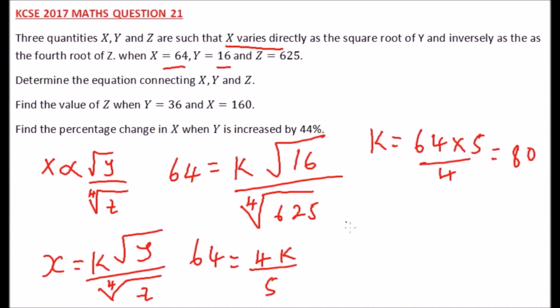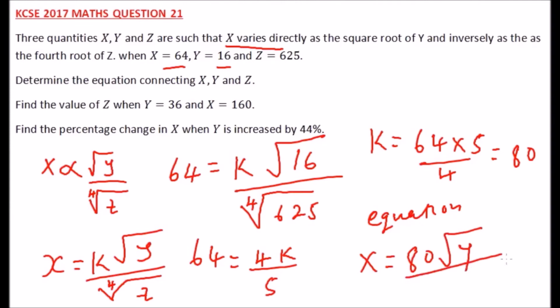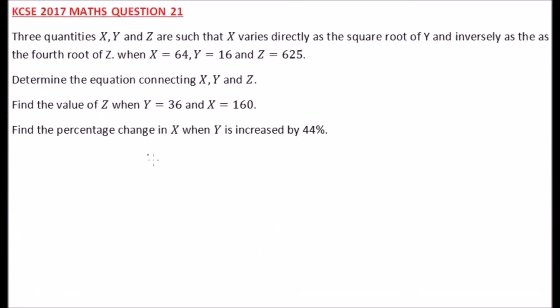Now the equation connecting x, y, and z means x is equal to 80, the square root of y, divided by the fourth root of z. So that is the equation connecting x, y, and z.